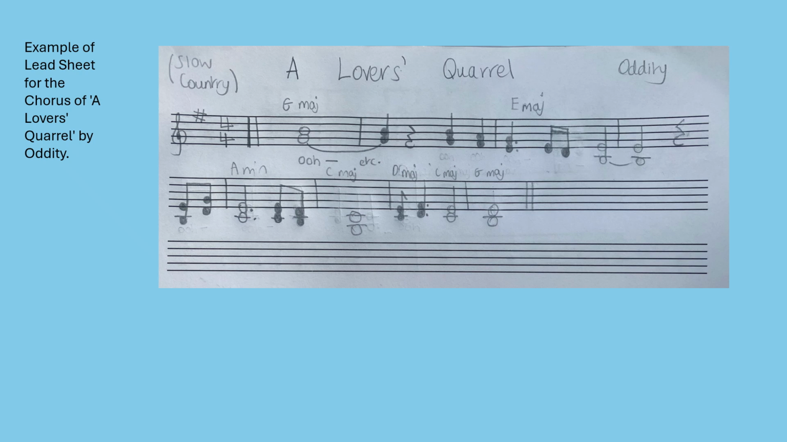Musicians on guitar or piano could then use the chord symbols to create their own accompaniment, and the drummer could create their own drum pattern to go along with the melody and harmony on vocals.